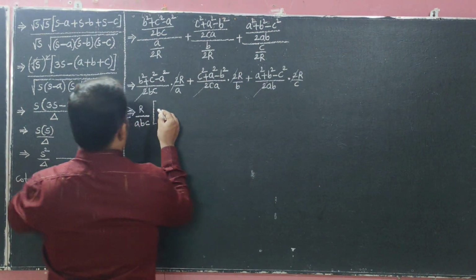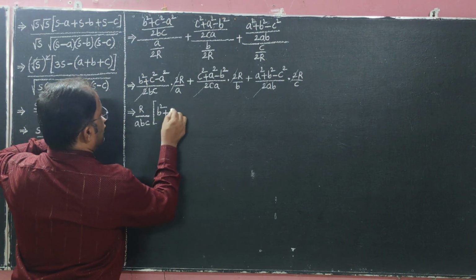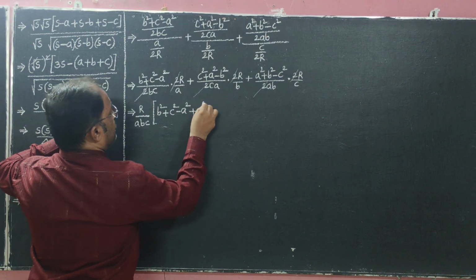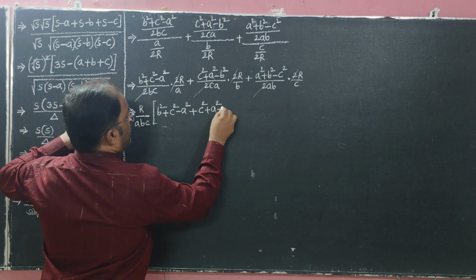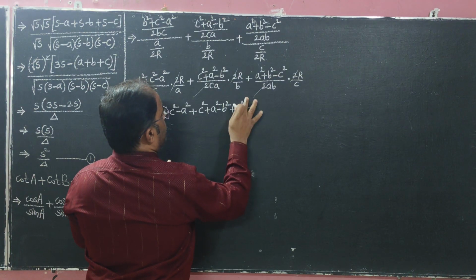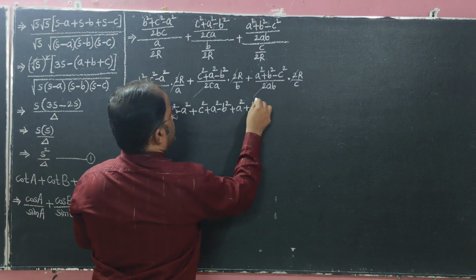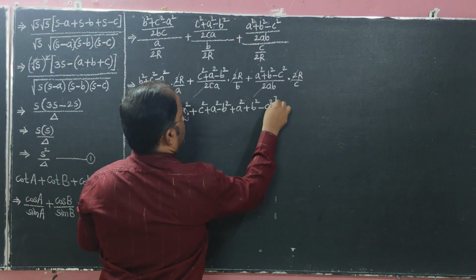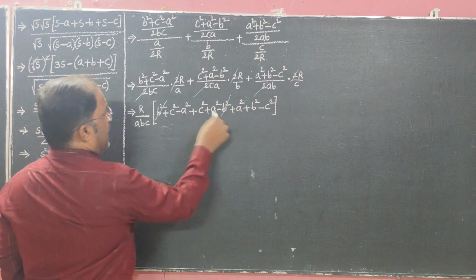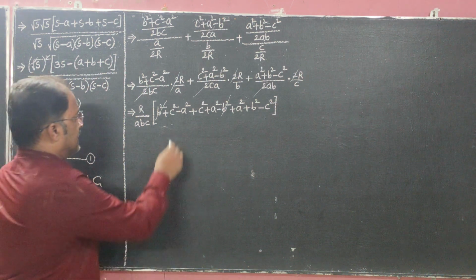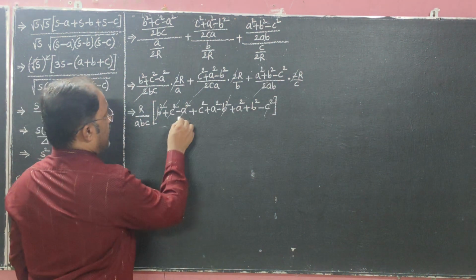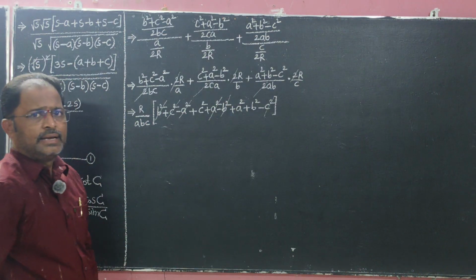Write the remaining terms: b square plus c square minus a square, and the second one c square plus a square minus b square, plus a square plus b square minus c square. Clear? So plus b square minus b square get cancelled, next plus c square minus c square get cancelled, and minus a square plus a square get cancelled.